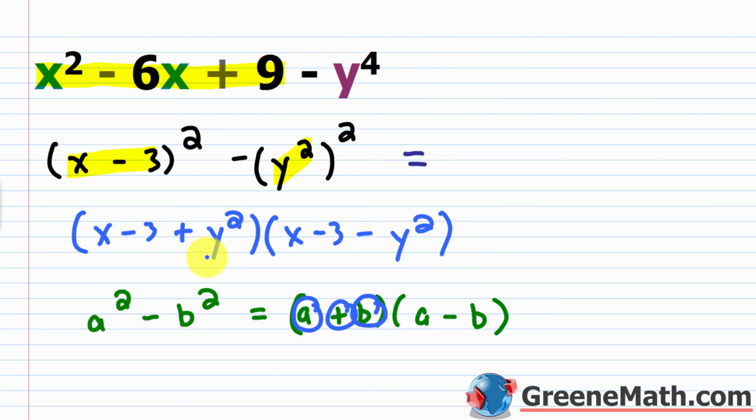So this is how you would factor this. You get the quantity x minus 3 plus y squared, okay, multiplied by the quantity x minus 3 minus y squared. And again, if you go through and multiply this out, you'll get back to this exactly.